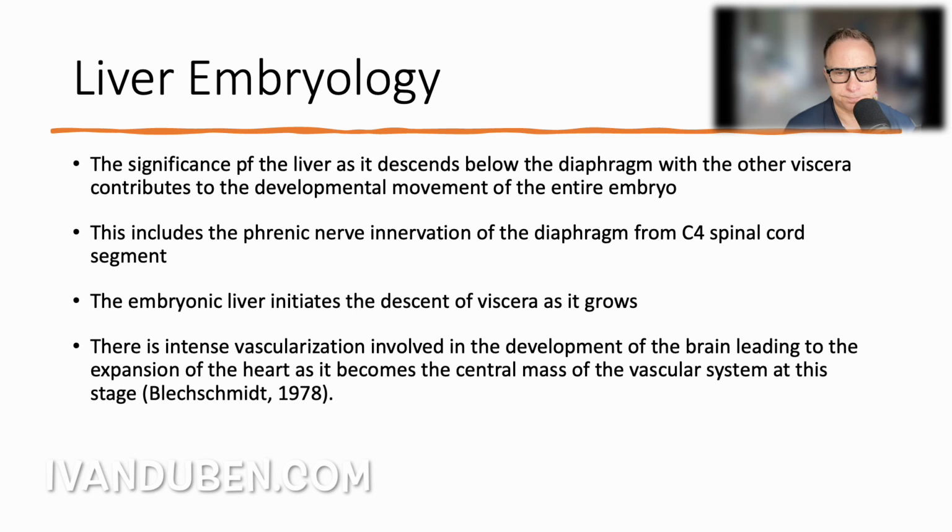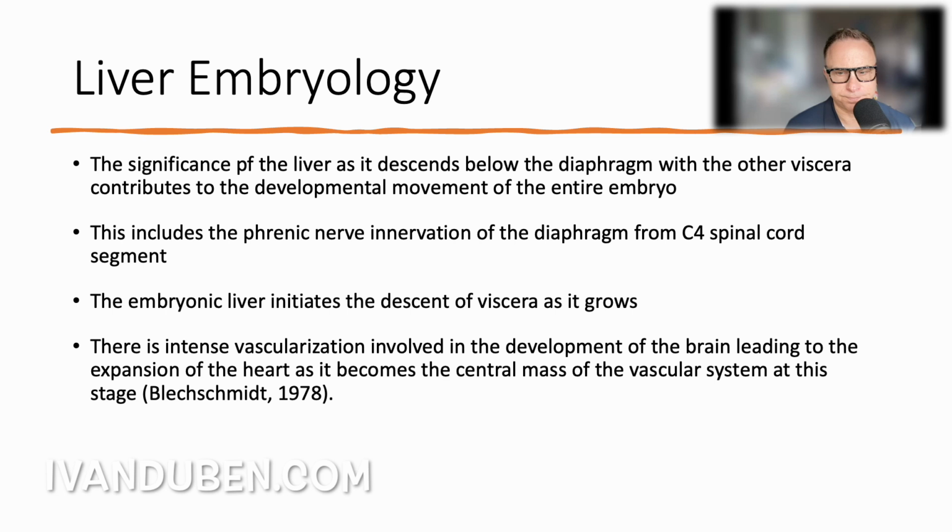There is intense vascularization involved in the development of the brain, leading to the expansion of the heart as it becomes the central mass of the vascular system at this stage. The evolution of the brain and heart prior to liver development gives us insight into a sequential approach to liberating the vascular tree.